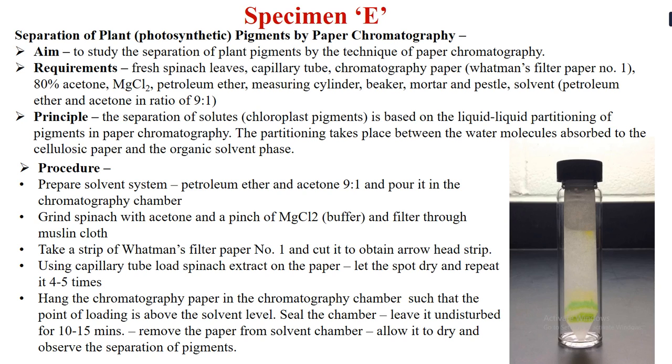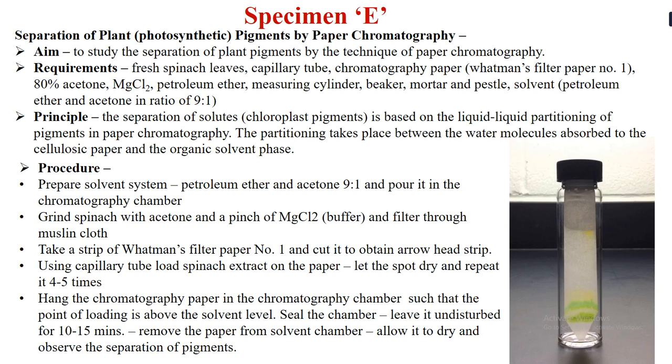You need to know the process. So the aim of this experiment is to study the separation of plant pigments by the technique of paper chromatography. This experiment is actually to separate the plant pigments by this special technique. It is a special type of paper that is used for this chromatography process. The requirements are fresh spinach leaves, because you have to extract the photosynthetic pigments from them.